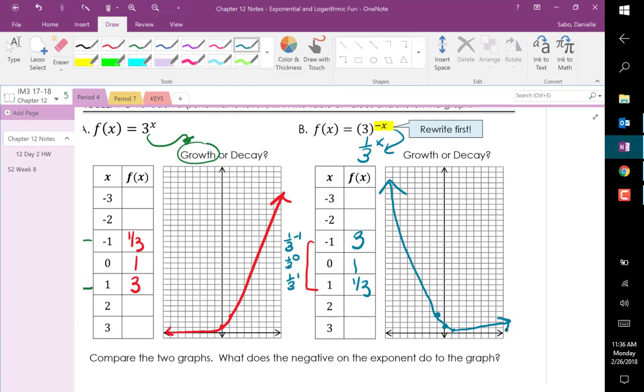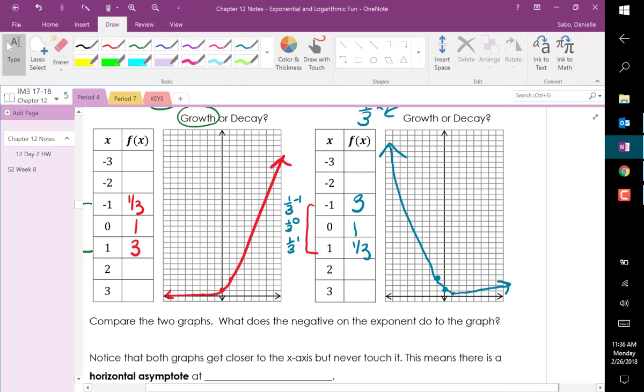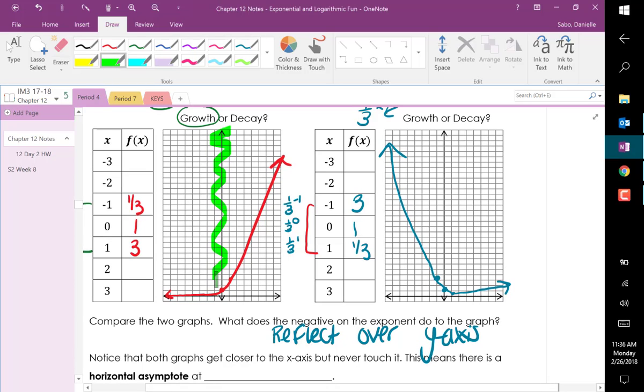Compare the two graphs. What does the negative exponent do to the graph? What happened to the graph, not to the function? It switched. It's called reflection. We talked about reflection over the x-axis. Now we're going to be reflecting over the y. If I drew in my highlighter here, you notice they're opposite of each other. This flipped to here, this flipped to here. They are reflecting over the y-axis.